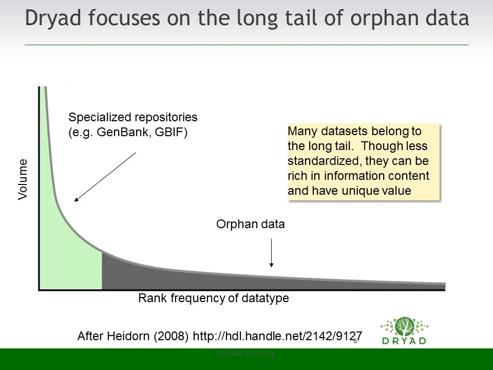Dryad really focuses on data that we call orphan data, which is from very small studies, individual scientists, or small groups, not really large volume data that comes off of major machines or off of very large projects with thousands of scientists involved.